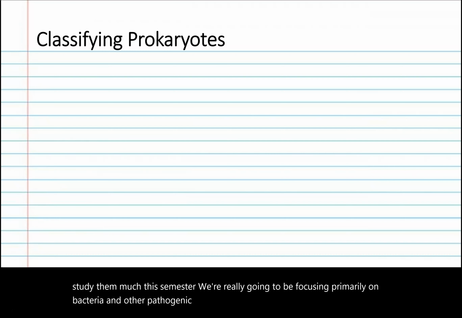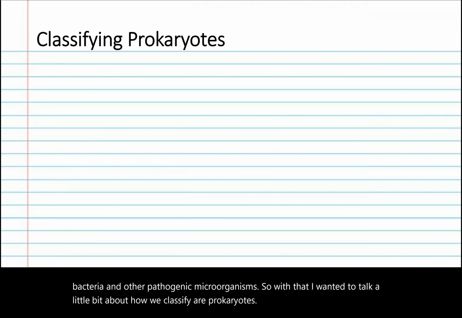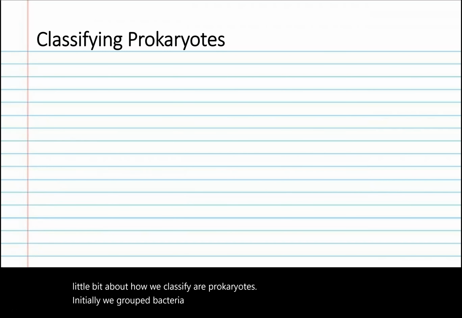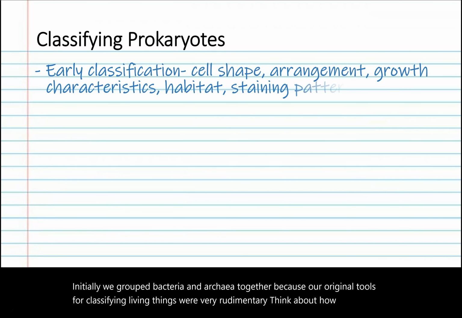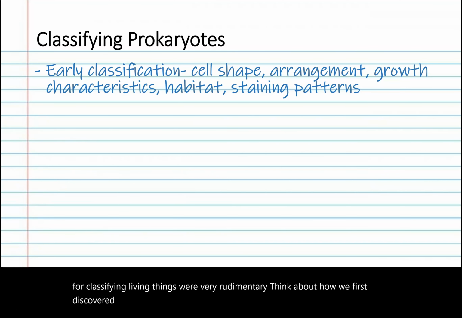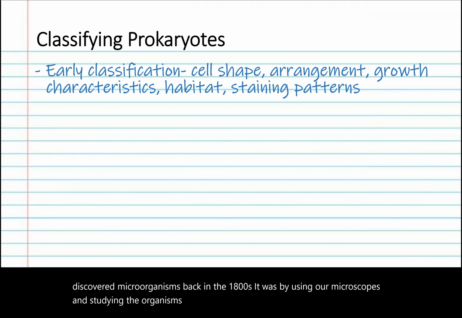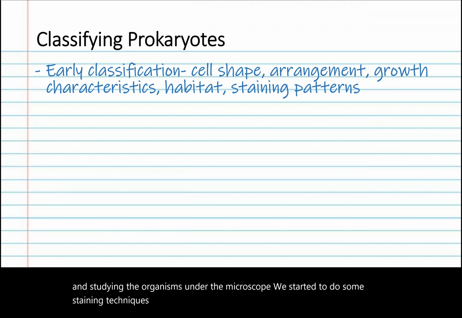So with that, I wanted to talk a little bit about how we classify our prokaryotes. Initially we grouped bacteria and archaea together because our original tools for classifying living things were very rudimentary. Think about how we first discovered microorganisms back in the 1800s. It was by using our microscopes and studying the organisms under the microscope. We started to do some staining techniques and growing microbes in the laboratory.